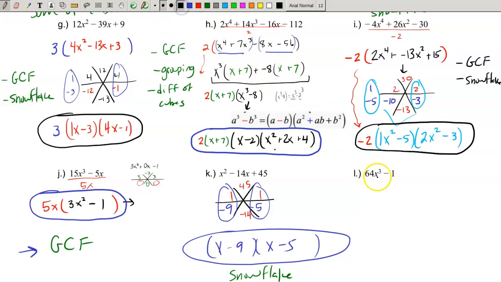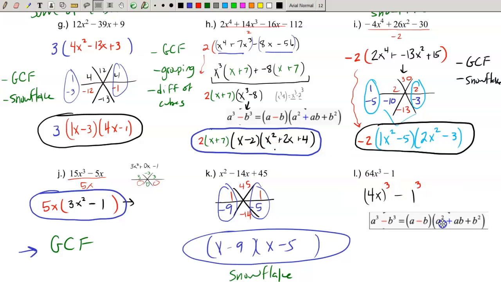This is another pattern, where 64x cubed can be written as 4x all cubed. So that's actually a perfect cube. 4x times 4x times 4x is 64x cubed. And we can also write 1 as a perfect cube. So we can rewrite this and say, hey, this is a difference of 2 cubes. Therefore, we can use our little difference of cubes pattern that we have from up here. So here's my pattern that I'm going to refer back to.